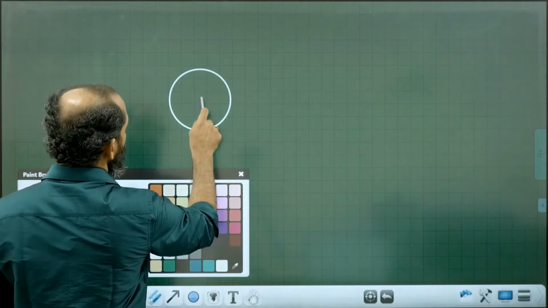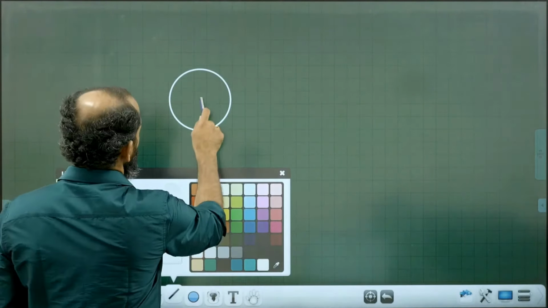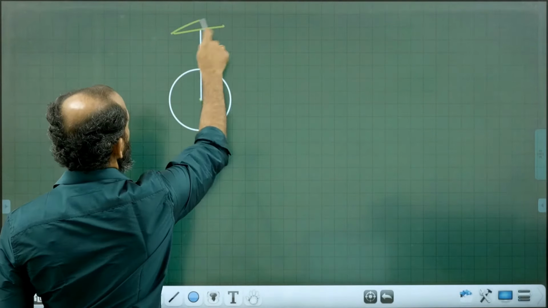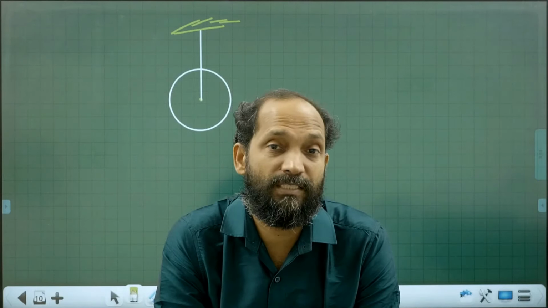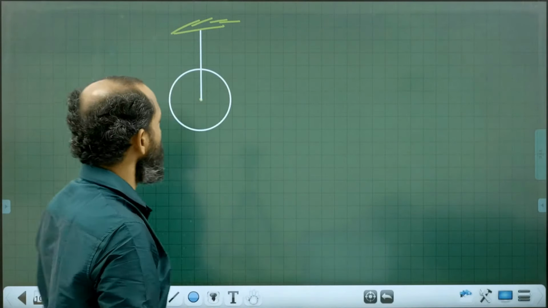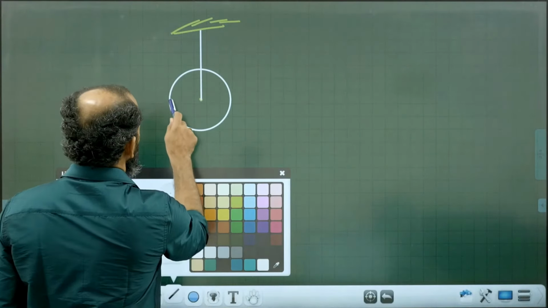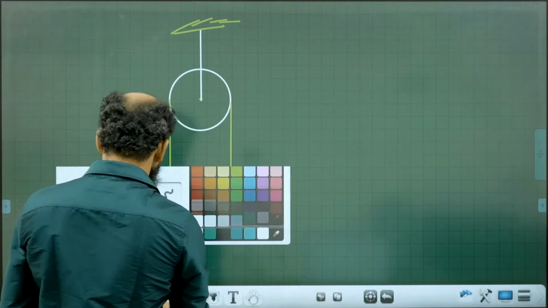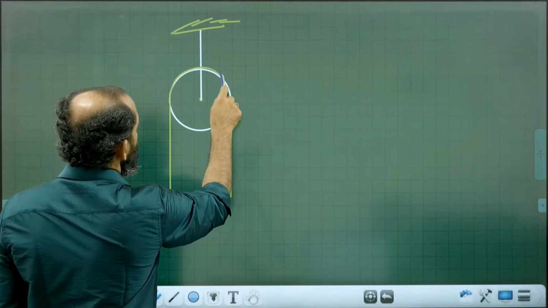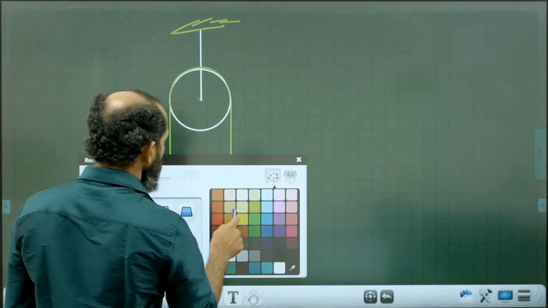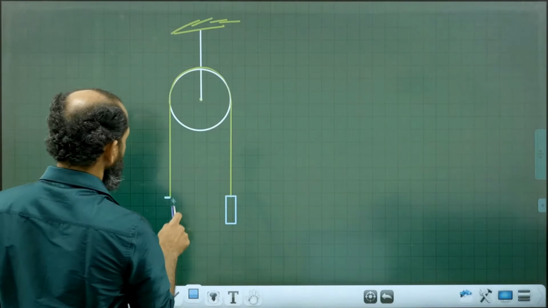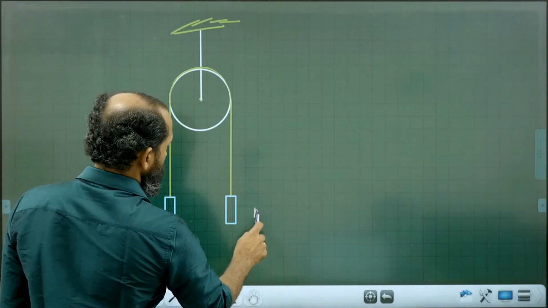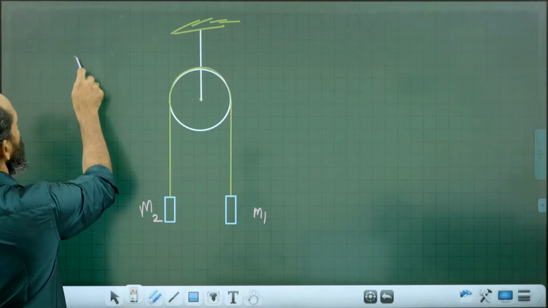Single fixed pulley: there is only one pulley, which is fixed also. A string is used for suspending it. As we know, the pulleys that we use are massless and frictionless. That is only an assumption, only theory. We can approximate these to light pulleys. We have two masses suspended at the free ends, masses M1 and M2. Suppose M1 is greater than M2.